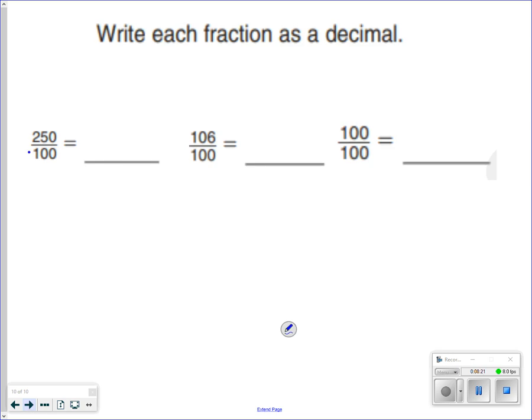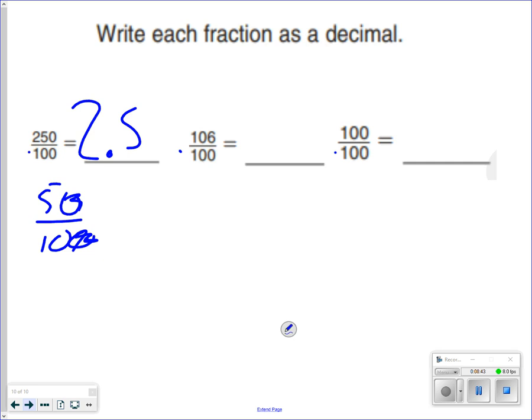The golden thing is all these things have 100 in it. So first of all, you want to see how many hundreds go into 250. 2 of them go in, so I've got a 2 as a big number. What's left over? 50 over 100 is left over, which is the same as writing 5/10, or 0.5. 2.5 is your answer there.